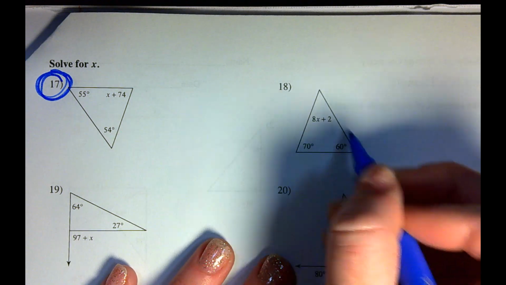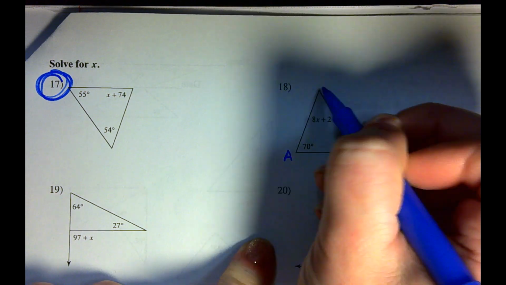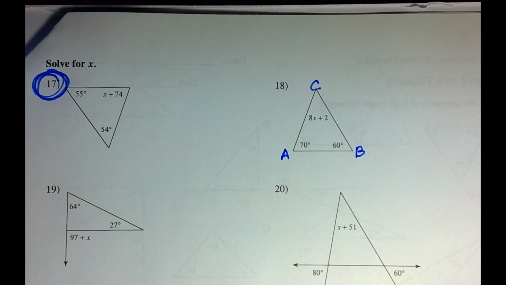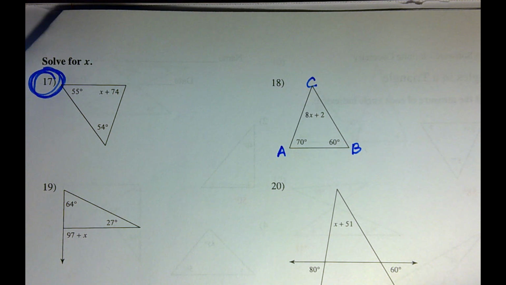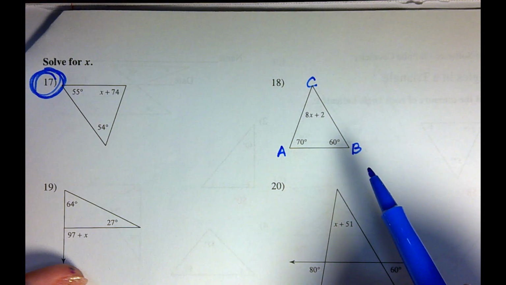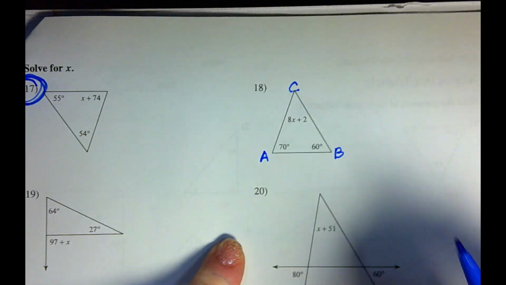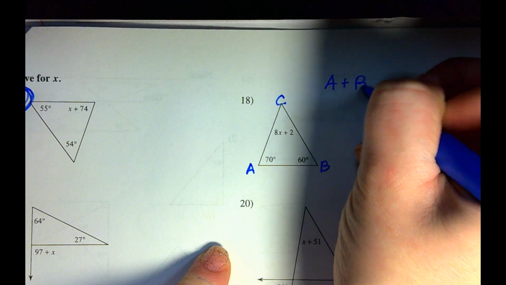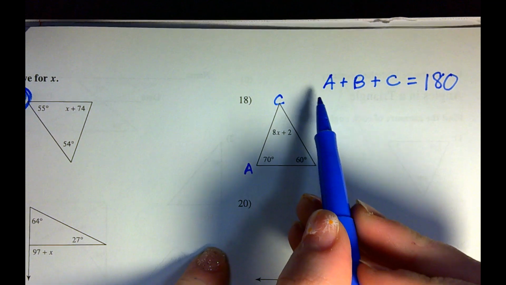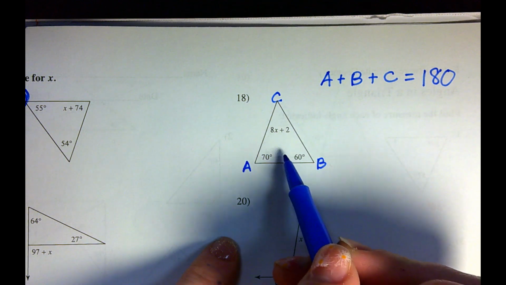So I am going to call these A, B, and C. What do I know about A, B, and C? What equation can I write? A plus B plus C equals 180. Yes. Same thing we've been doing, A plus B plus C equals 180. And we're just plugging in the values, right?